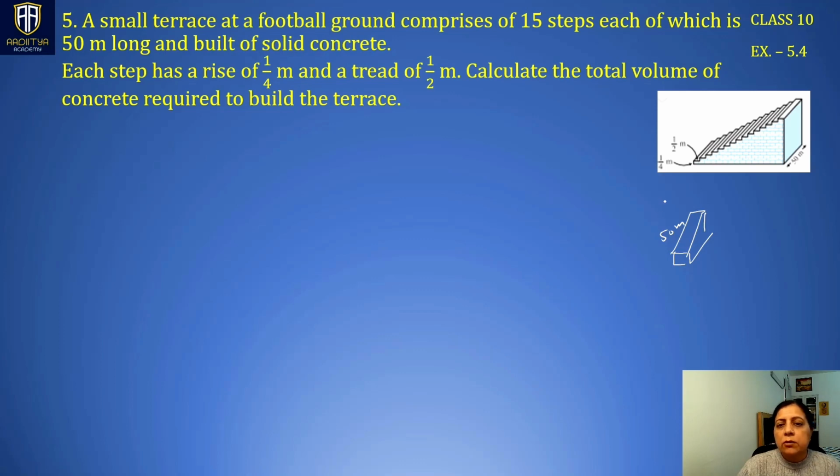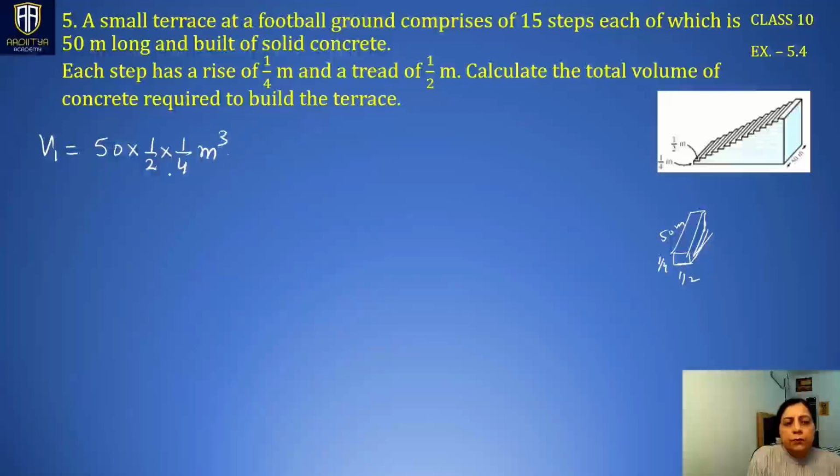Each step has a rise of 1 by 4 and tread of half meter. So that makes it a cuboid of 50 meter by 1 by 4 meter by 1 by 2 meter. Now calculate the total volume of concrete required to build the terrace. Volume of the first cuboid, or the first step, becomes 50 multiplied by 1 by 2 multiplied by 1 by 4 meter cube.